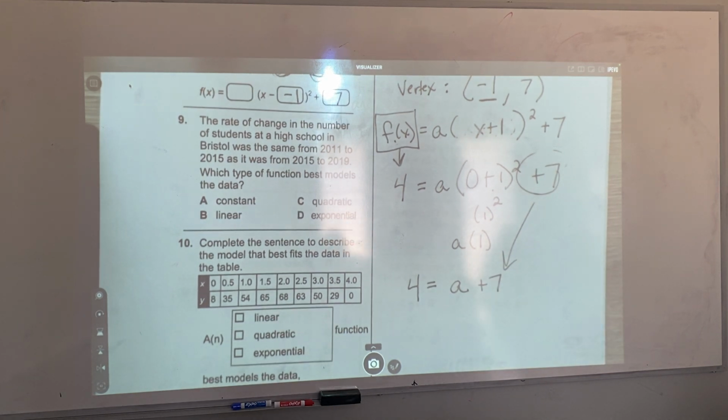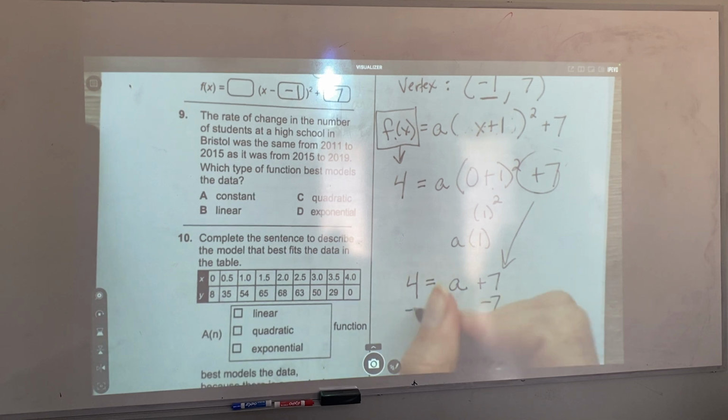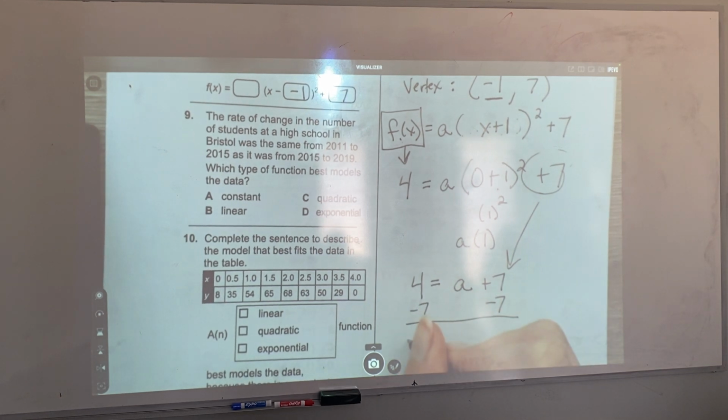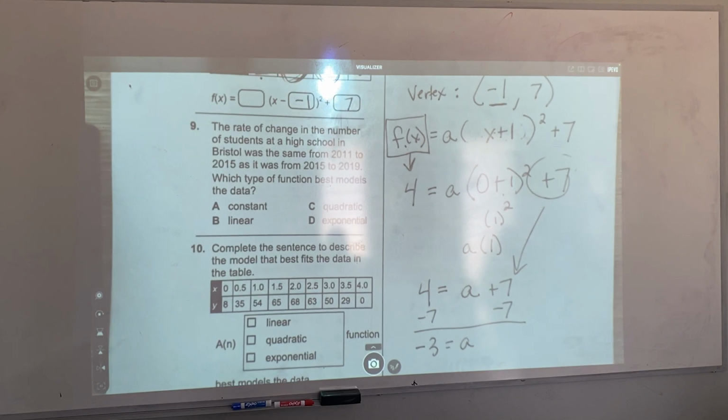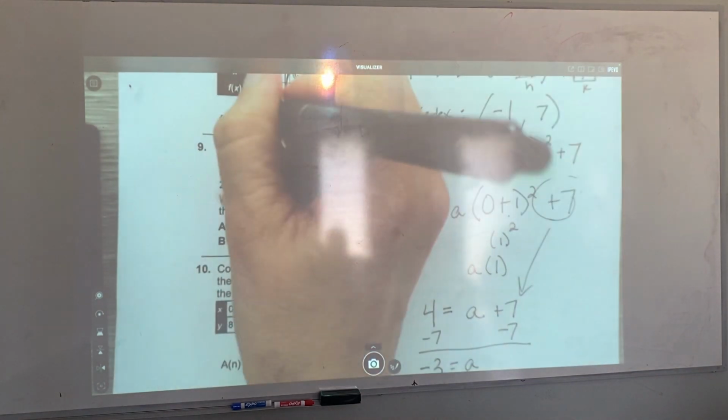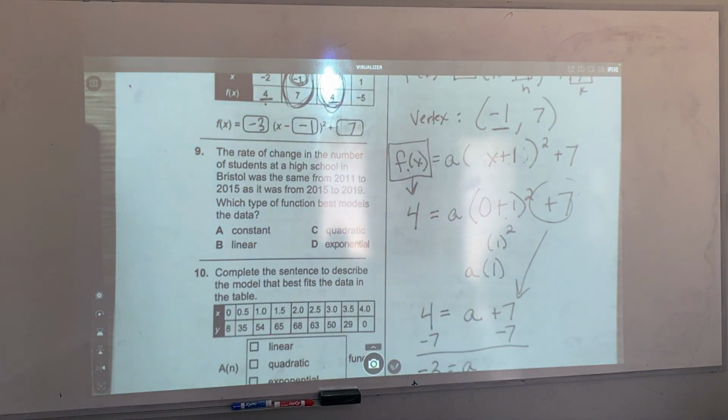What do we do? Minus 7. So 4 minus 7, we get negative 3 equals a. So that's what goes in my last box, or I should say my first box. Negative 3 is our leading coefficient.